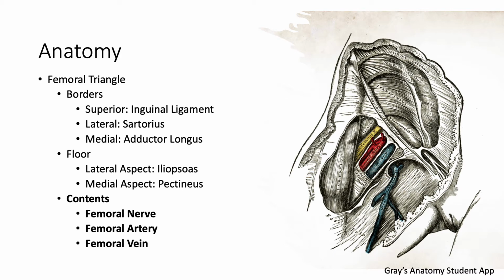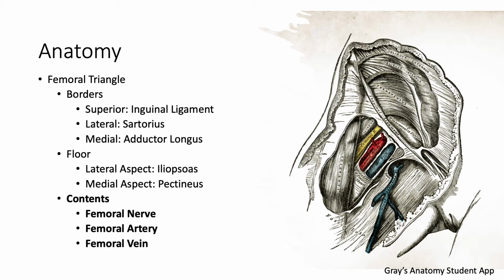The borders of the femoral triangle are created by the inguinal ligament superiorly, sartorius muscle laterally, and adductor longus muscle medially. The floor of the femoral triangle is made up of the pectineus on the medial aspect and the iliopsoas on the lateral aspect. Of interest, the femoral triangle contains the femoral nerve, artery, and vein.